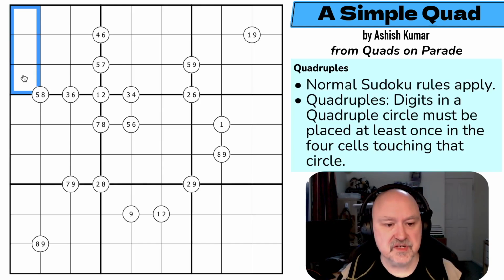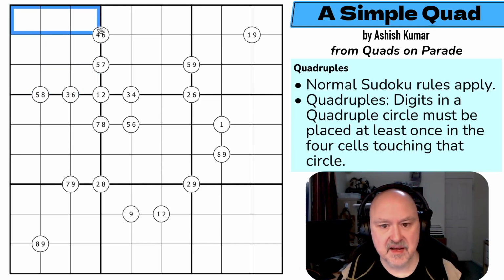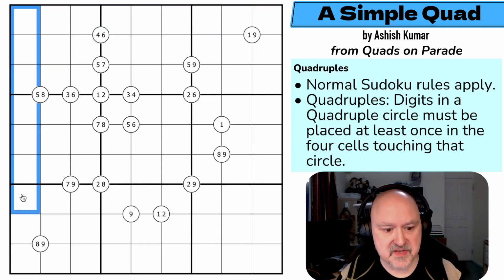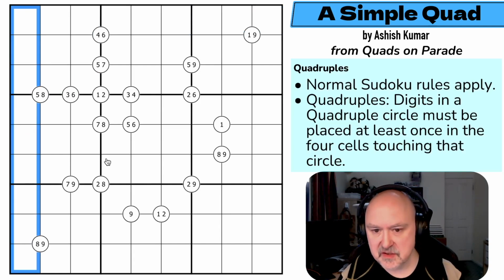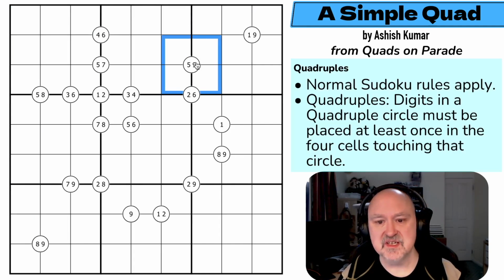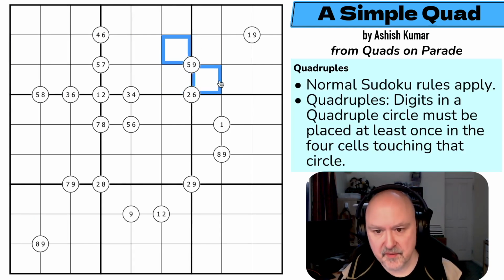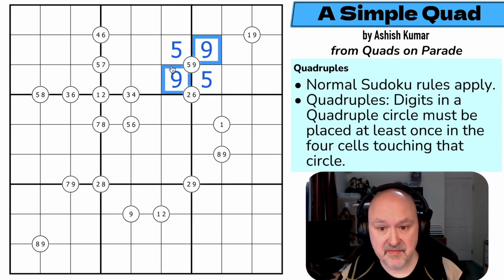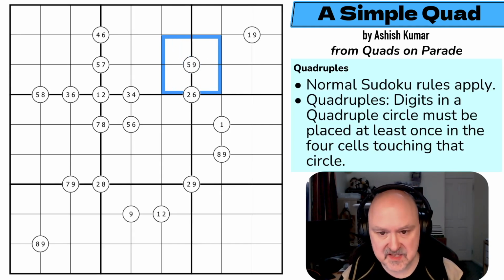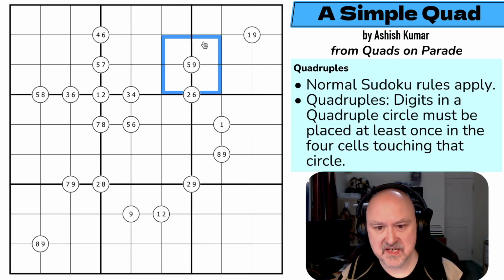So normal Sudoku rules apply. In every box, in every row, and in every column, the digits 1 to 9 must be placed without repetition. And just quadruples. So digits in a quadruple circle must be placed at least once in the 4 cells touching that circle. So we know there is at least one 5 and at least one 9 in these 4 cells, but it would be perfectly fine for maybe this to be, for example, 5 and 9. You can have more than one, you just must have at least one. That's the way it works. Actually, that wouldn't work because there must be a 9 up here. But anyway, that's the way it works.